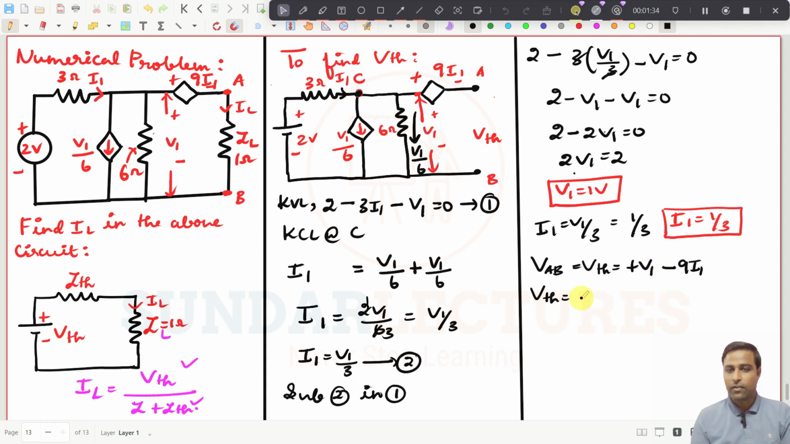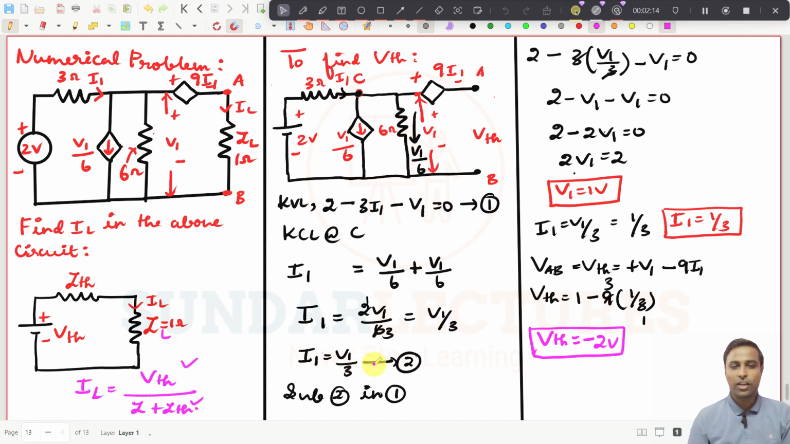So VTH is equal to V1. What is V1? We have found it is 1 volt, minus 9 into what is I1? That is 1 by 3. So this will be 1 times and this will be 3 times. And this is 3, and 1 minus 3 will give you what? So VTH, maybe we will write it in a different color, will be equal to minus 2 volt. So we have found the voltage across this particular point A and B.